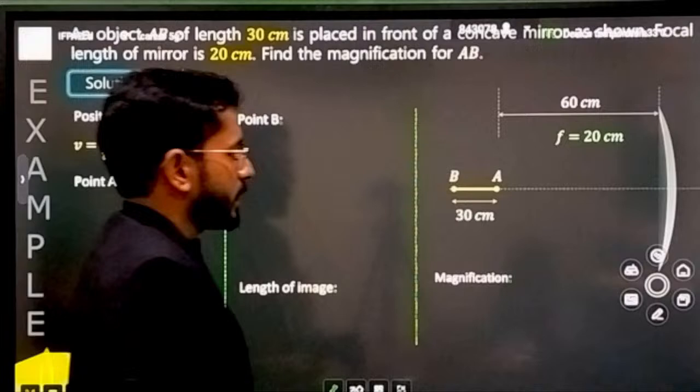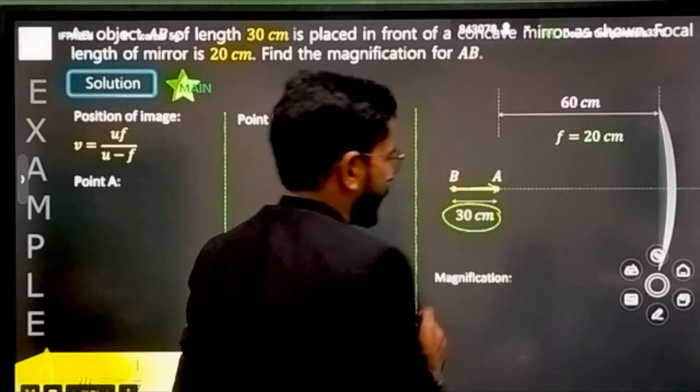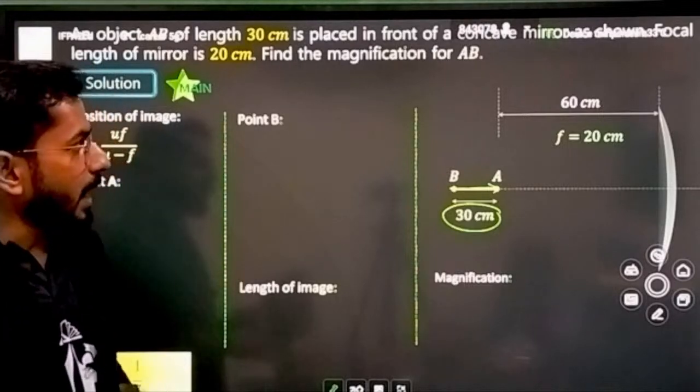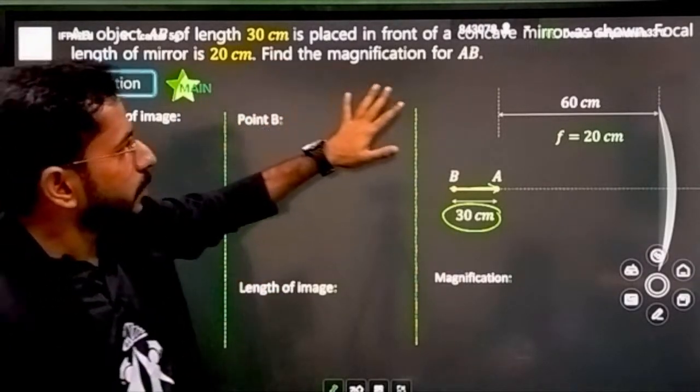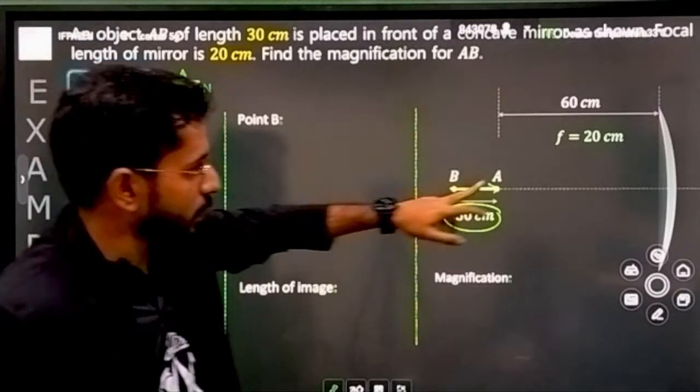Let's understand. See, there is an object kept, BA. The length of that object is 30 centimeter. This 30 centimeter object is placed in front of a concave mirror. The concave mirror is there, and the focal length is given as 20 centimeter.